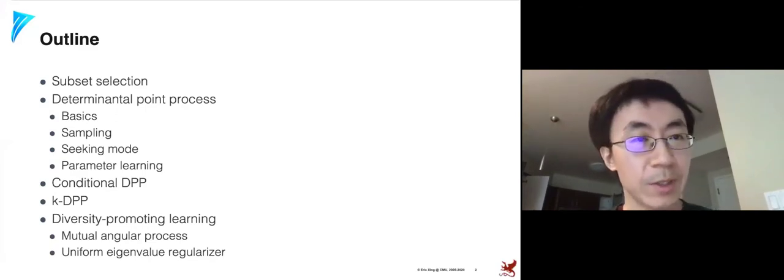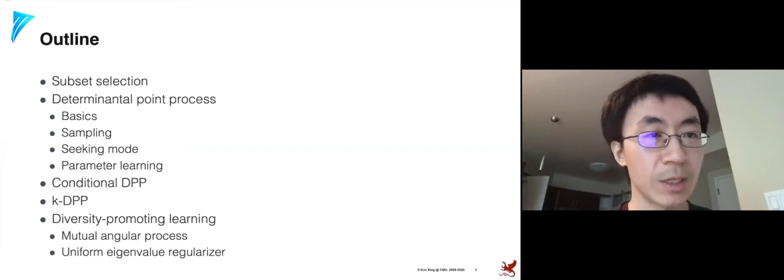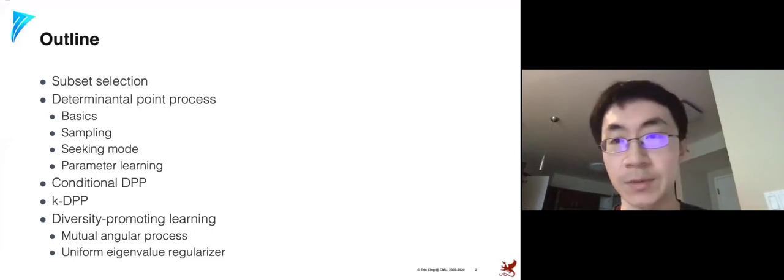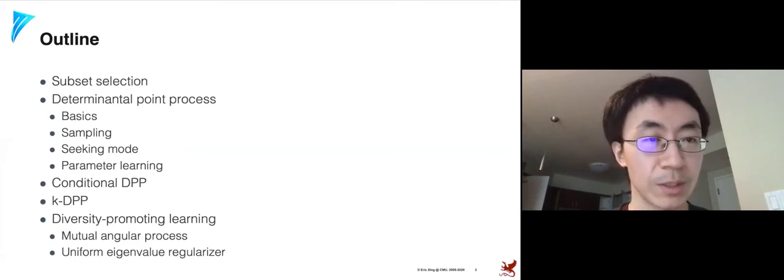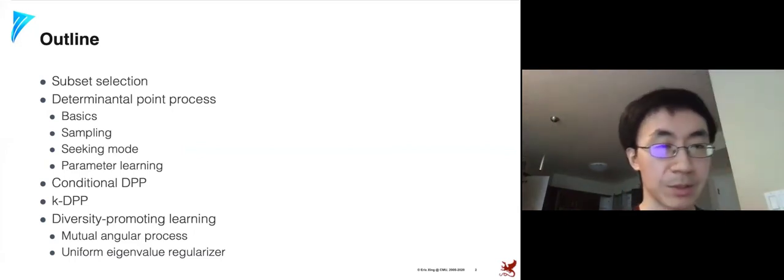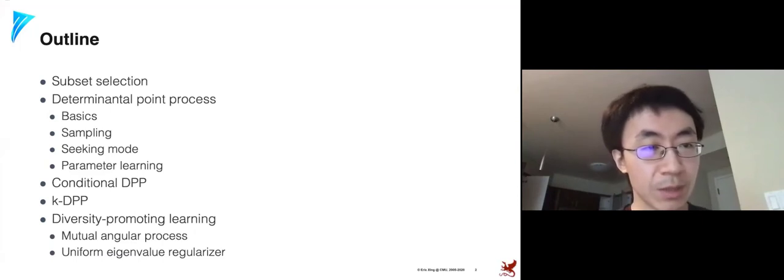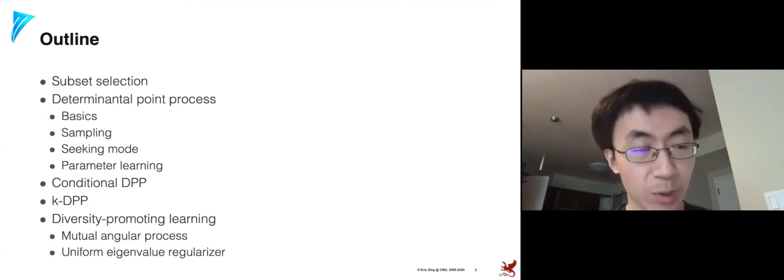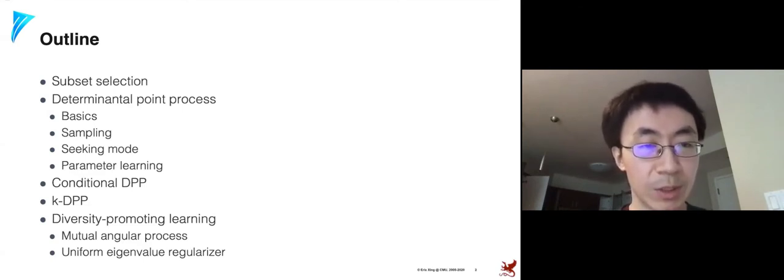In this lecture, we are going to cover the topic of subset selection. In particular, for the determinantal point process, we are going to talk about the basics of this distribution, how to draw samples from this distribution, how to find the mode of this distribution, and how to learn the weight parameters. Then we are going to extend to conditional determinantal point process and the K-DPP. One nice thing about the DPP is that it has inductive bias over diversity, so we are going to briefly introduce diversity promoting learning as well.